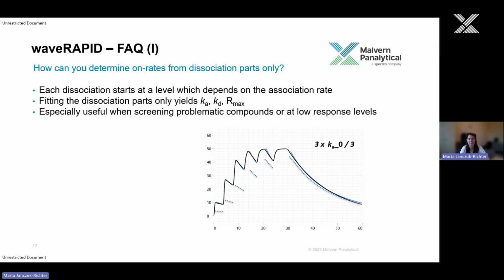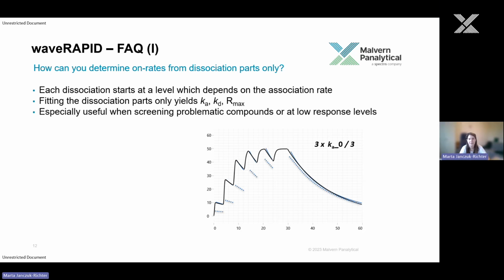So this is an example of the data, right? And as you can see here in blue, it's a little bit maybe hidden, but we here are only using dissociation parts for the fitting. So there is like 5 small dissociation parts and then the last long one. And with a given set of parameters, the response may look like this.